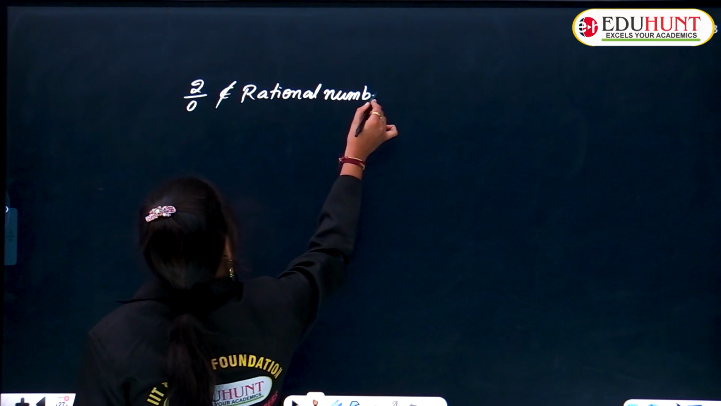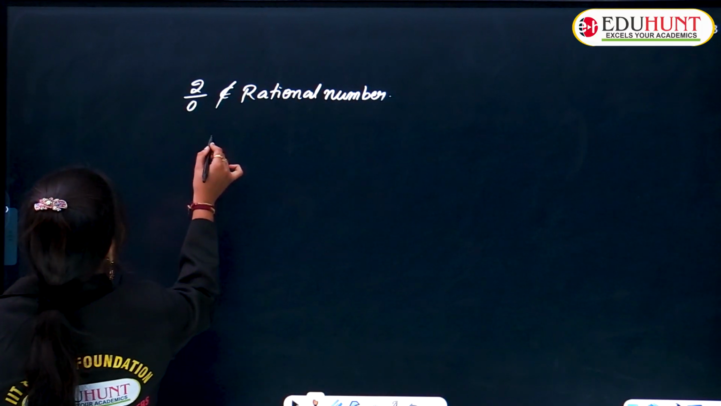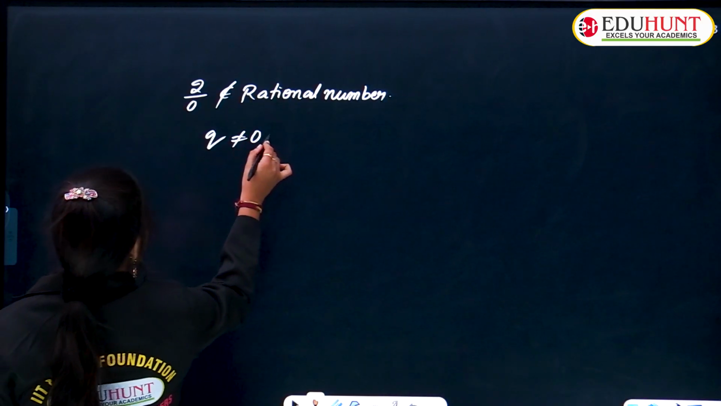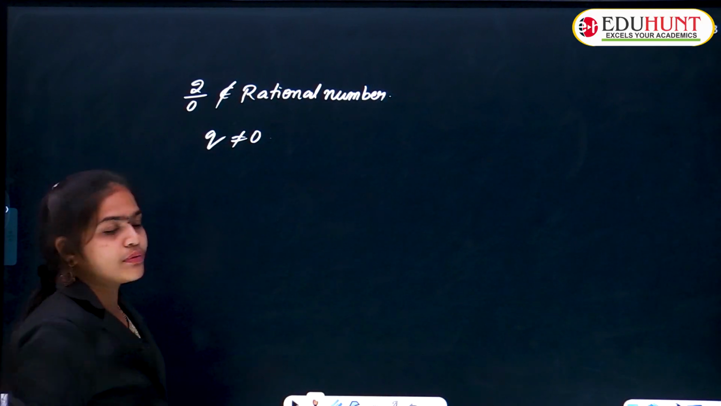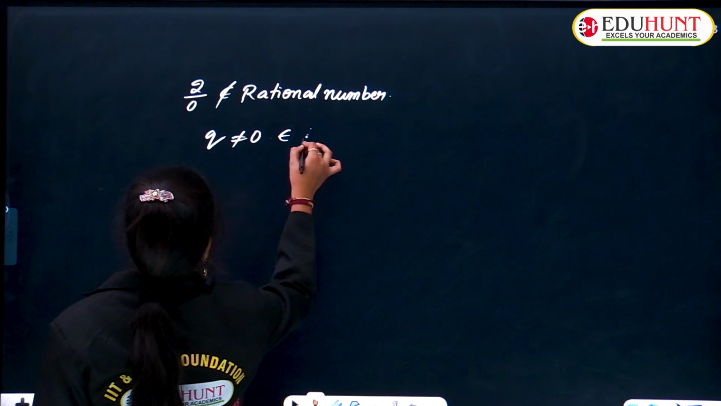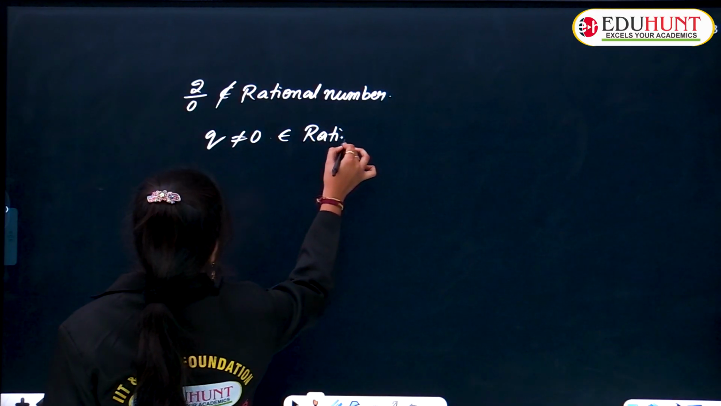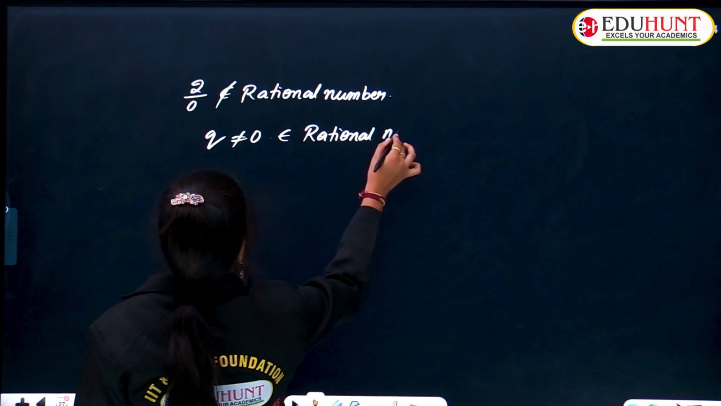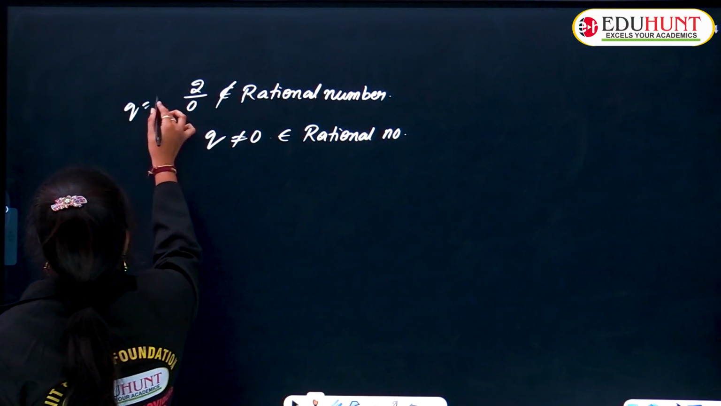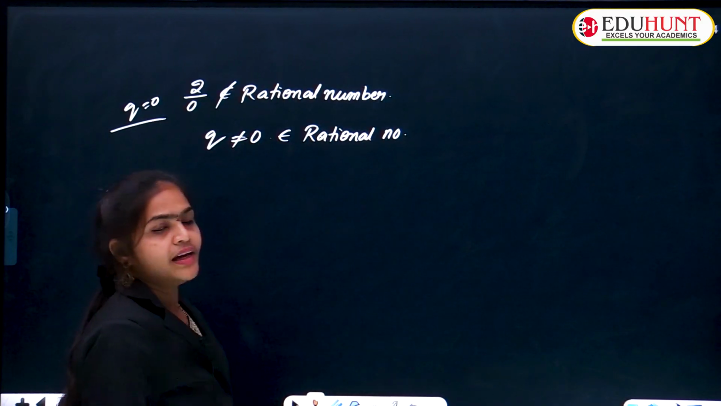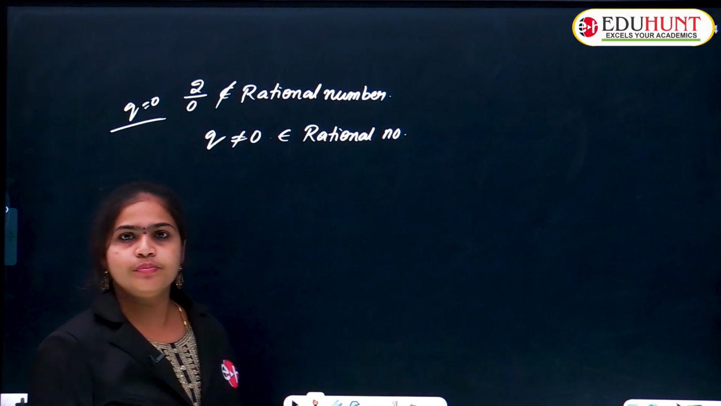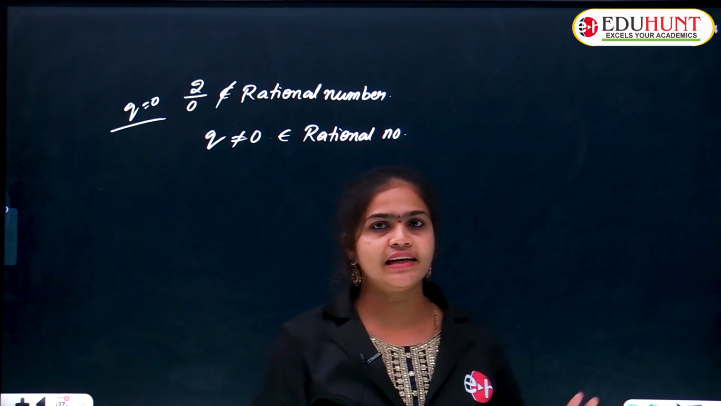Why? What is the reason? Here the denominator Q must not equal 0. Then only that one belongs to the rational numbers. But here Q is equal to 0. That's why this is not a rational number. Understood? So this is the definition of a rational number.